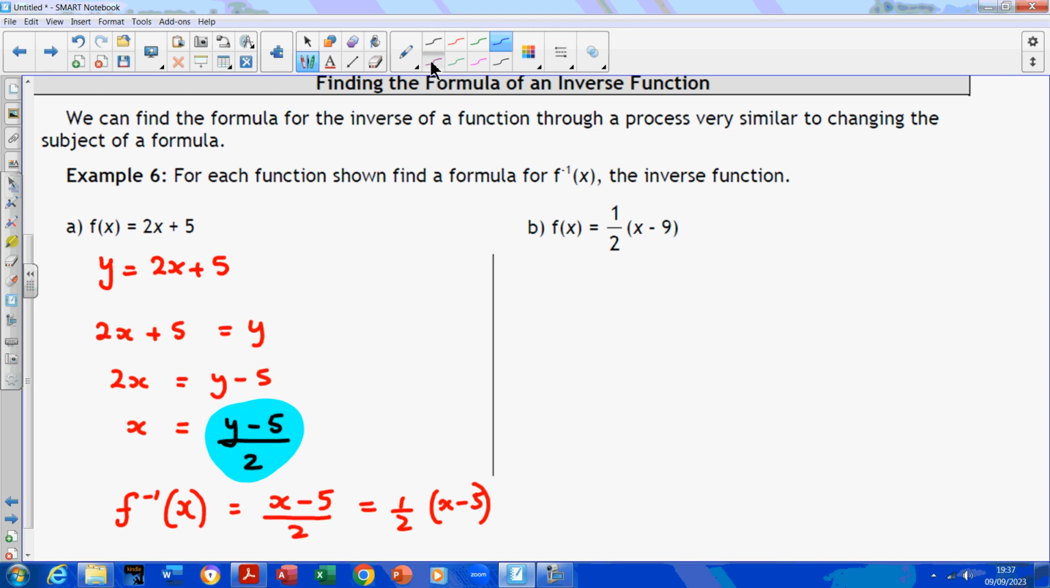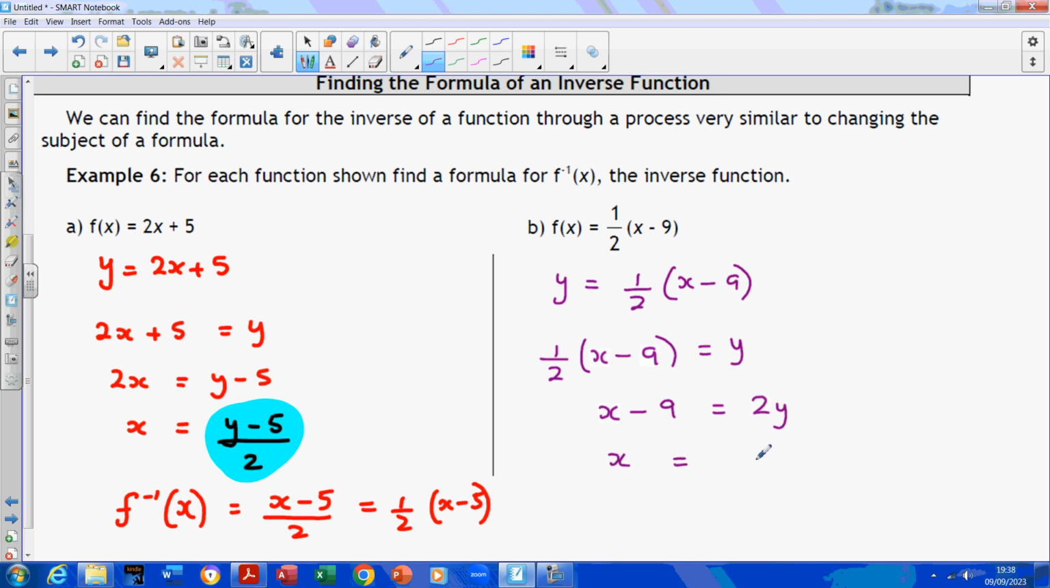Right, likewise for this one here, f(x) is equal to half bracket x minus 9. So we know that f(x) is y, so y is equal to a half x minus 9. We'll write it round the other way because x is on the right hand side. So a half x minus 9 is equal to y. That means 1 times that divided by 2. I don't like to divide by 2, so I'll multiply both sides by 2. So that means 1 lot of x minus 9 is equal to 2y. All I have to do then is undo this, take away 9, so I add 9 to both sides. So x is equal to 2y plus 9.